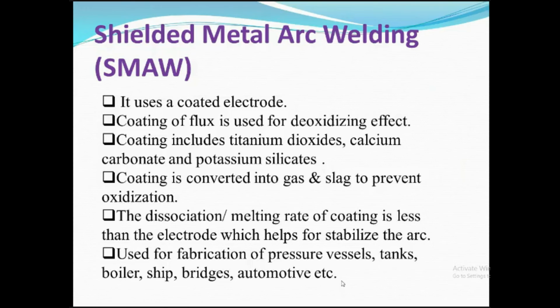That means whatever electrode or filler material we use for welding should reduce oxidation and sludge formation on the welded surface. The melting rate of the coating is less than the electrode, which helps stabilize the arc. It is used for the fabrication of pressure vessels, tanks, boilers, ships, bridges and automotives. For that purpose we use shielded metal arc welding.